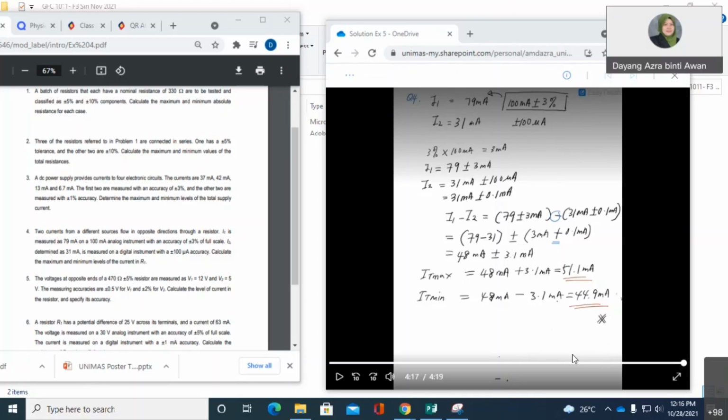So at the end, later you will have your answer of maximum current around 48.41 milliamp, and also your minimum current is around 47.97, 47.959. Okay, so bear in mind. Okay? Understand?